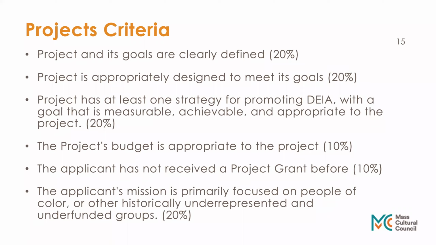Or the flip side, you're looking at doing something quite small, but your budget is $50,000. We're going to wonder about that. So appropriate to the project that you've described. We are giving some bonus to organizations that have not received a project grant before. So we are thinking very much about the need to spread resources around to organizations that might not have received something in the past. It's a 10% bonus or 10% of the score.